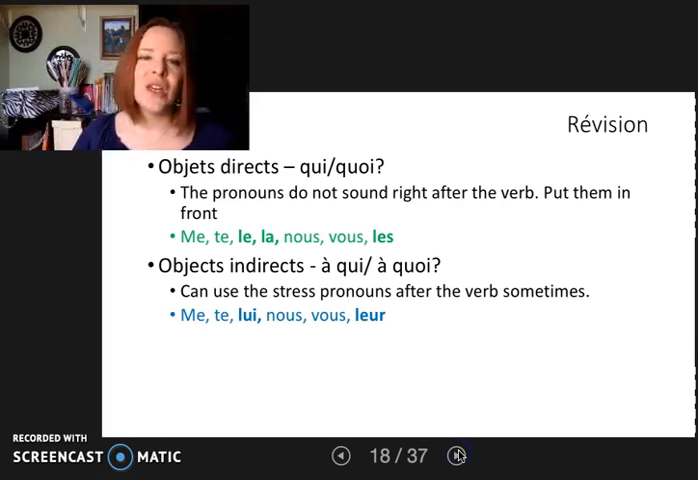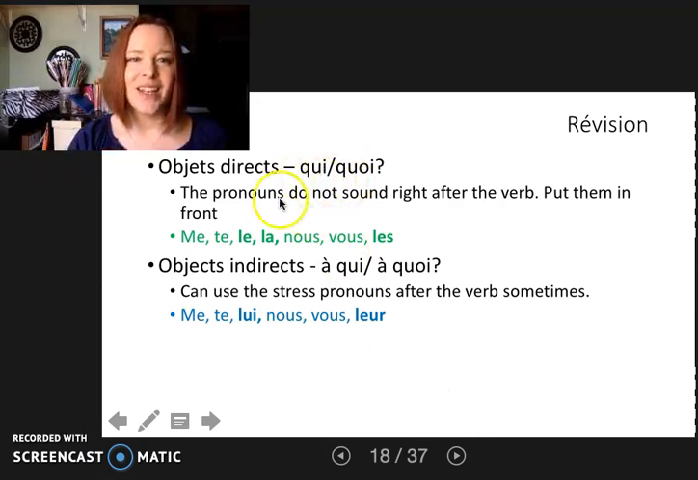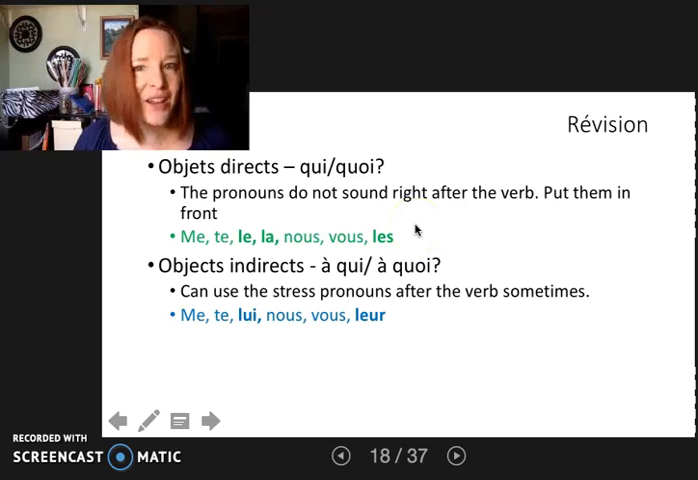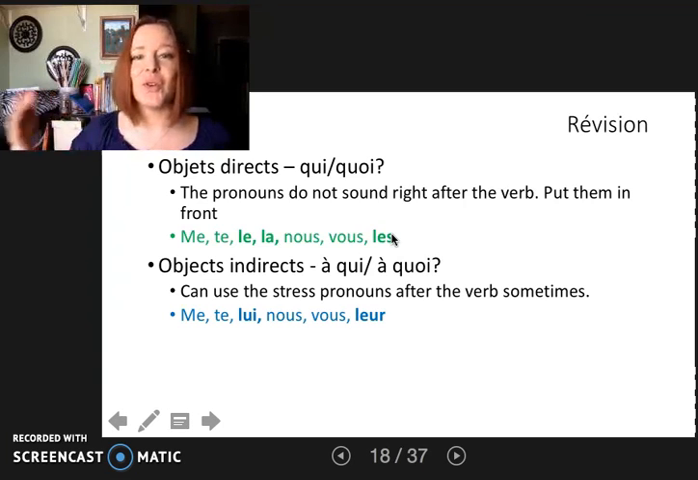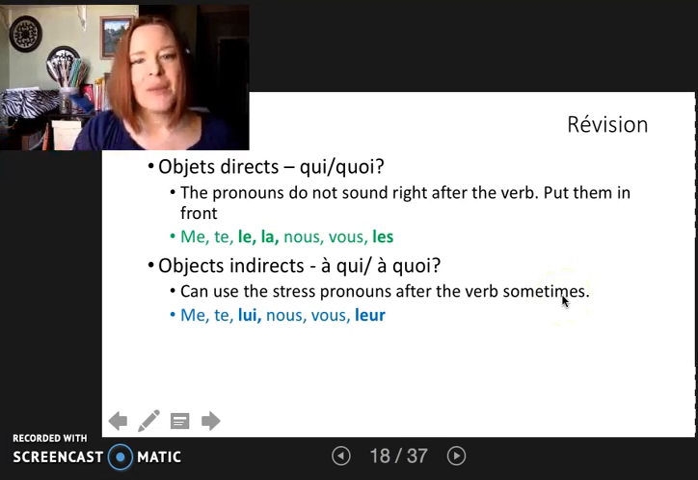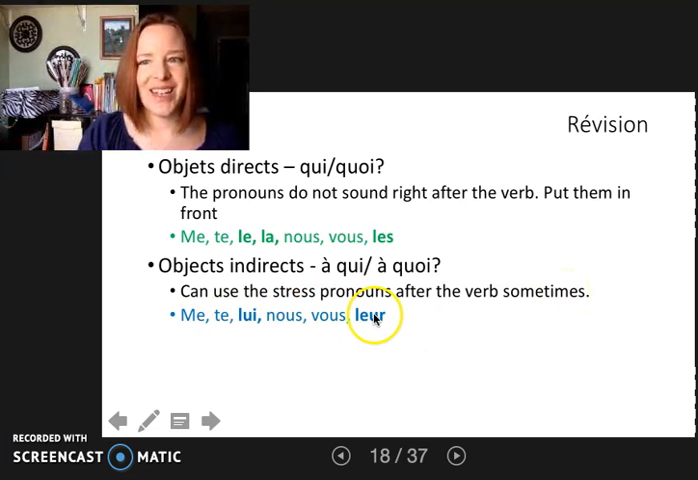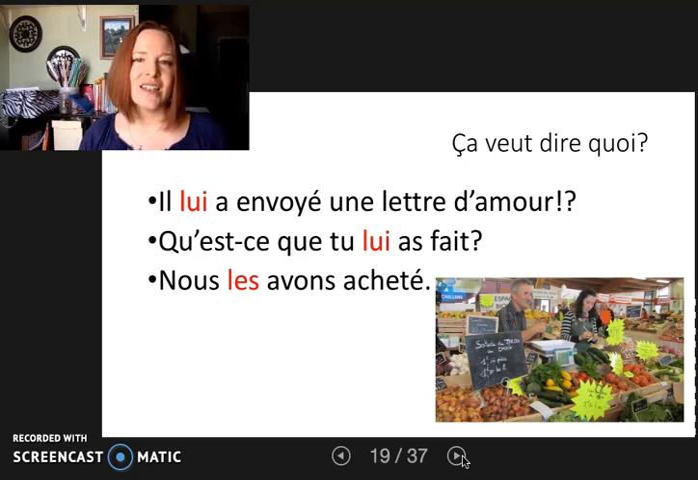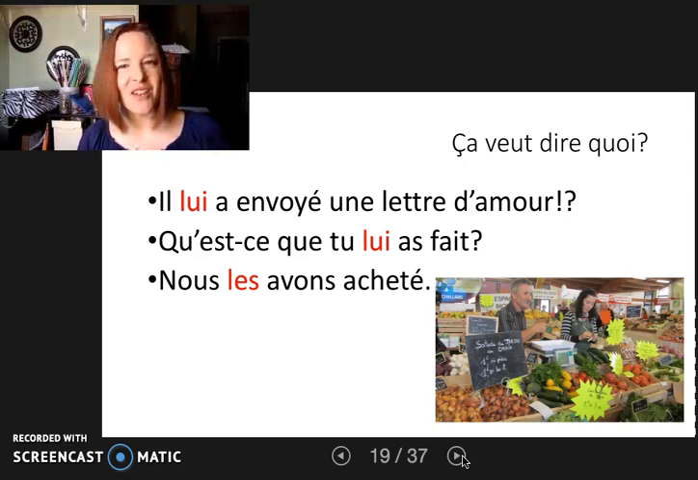So let's review. Direct objects answer the question who, what. And the pronouns do not sound right after the verb. We have to put them in front of the verb, and those are included here. Now, indirect objects answer the question to whom or to what. And you can use a stress pronoun after the verb sometimes, but the indirect object pronouns are located here. So the question is, ça veut dire quoi? Can you figure out what these things mean? If so, you've mastered what we've tried to cover today.